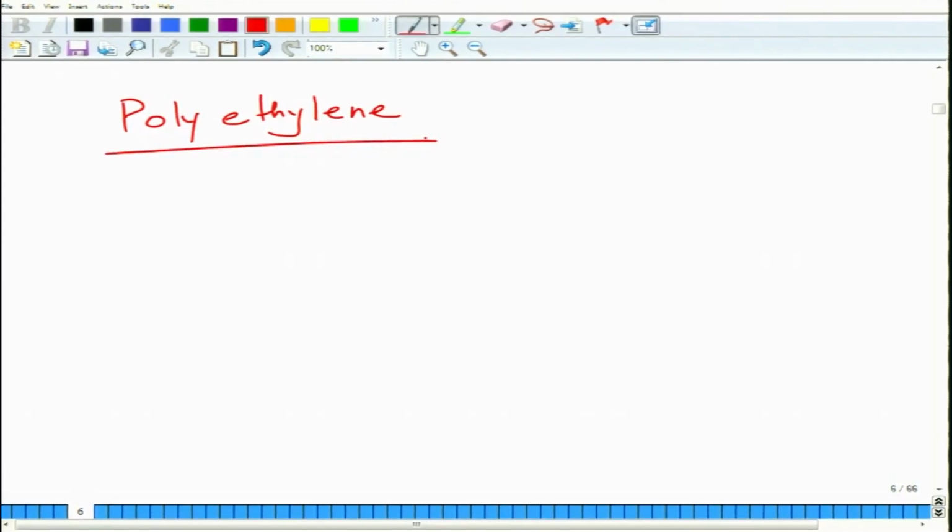So the polyethylene molecule is C2H4, and it can be represented as, you have C, and all 4 bonds are satisfied. When it makes a mer, it becomes CC.